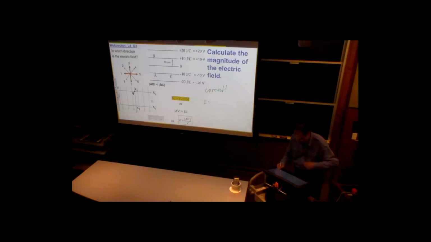E equals delta V over distance. Delta V is 20 volts, distance is 20 centimeters, 0.2 meters, so 100 volts per meter.